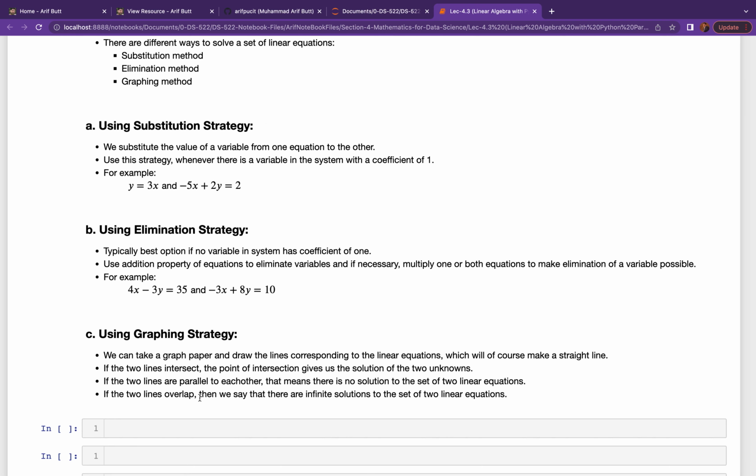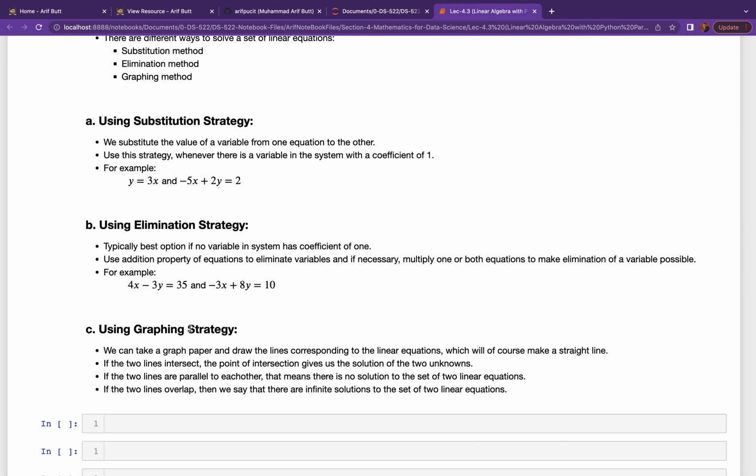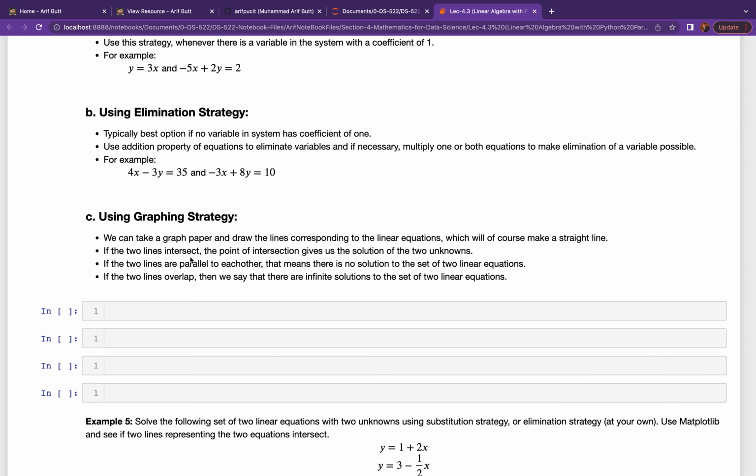And of course, using the graphing strategy, we draw the lines for the equations having two variables, and in case of equations having three variables, we draw appropriate planes. If there is a single point of intersection, that is the solution. So let's see this practically. Please do the substitution and elimination strategy on your own, and let me do the graphing strategy.